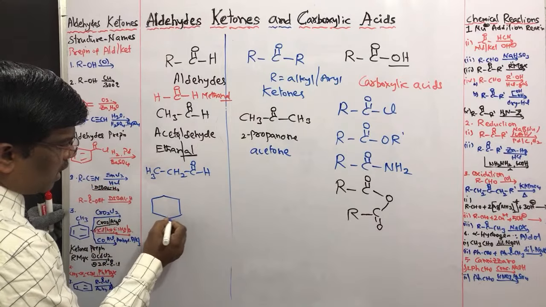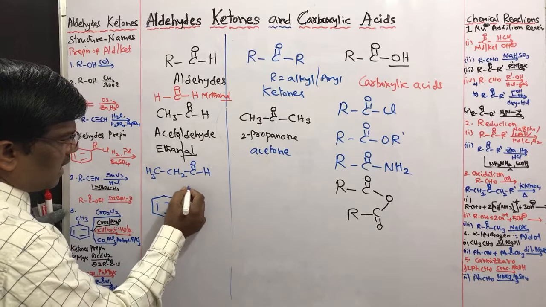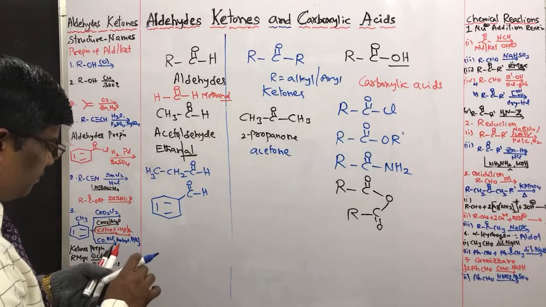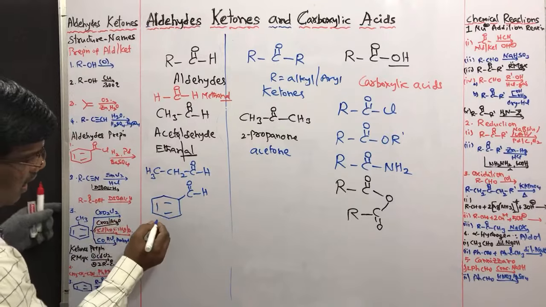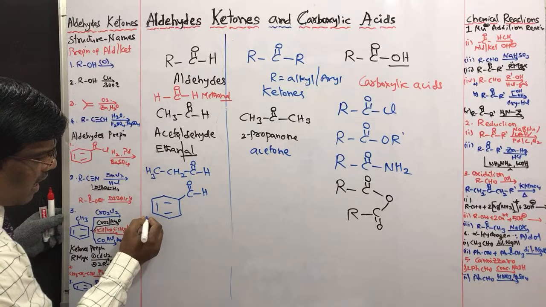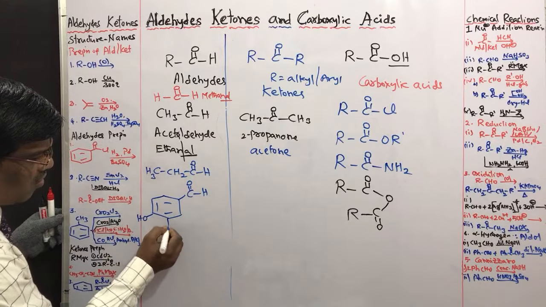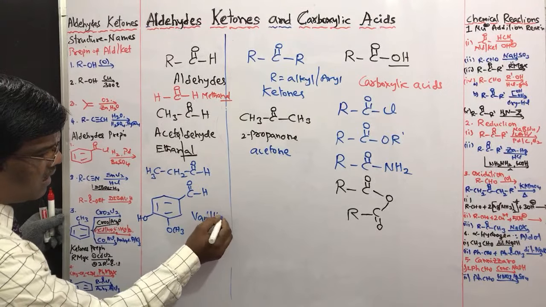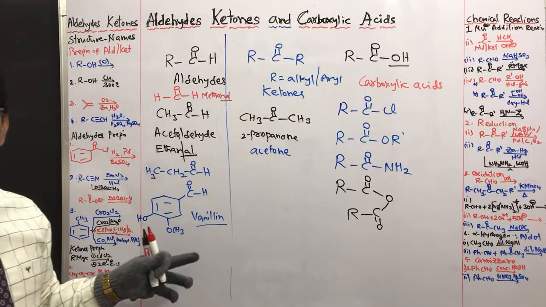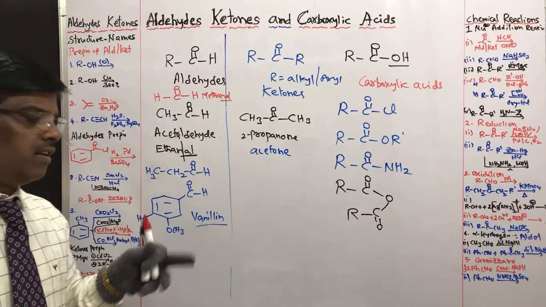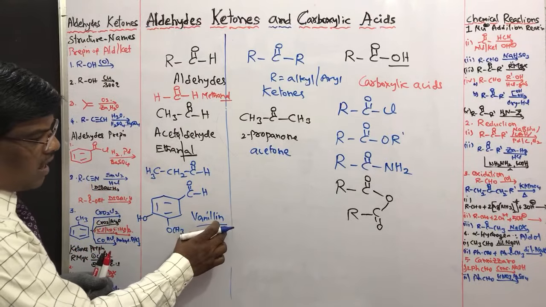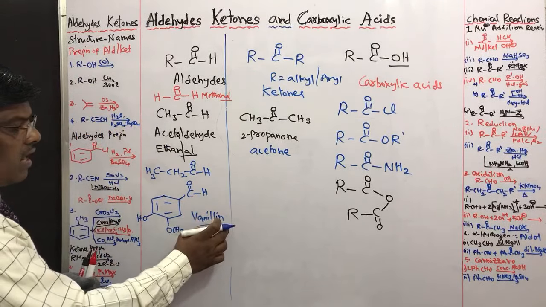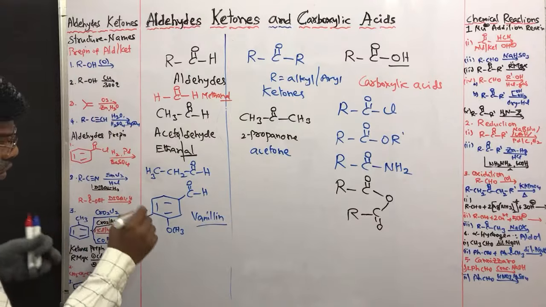and very important compounds under this series are aromatic aldehydes. This is benzaldehyde. And when benzaldehyde is substituted with hydroxy and methoxy groups, it is known as vanillin, what we use in ice creams. It is isolated from vanilla seeds.